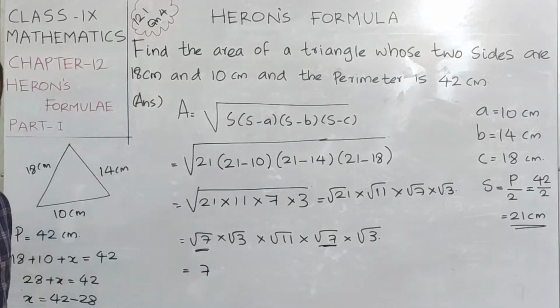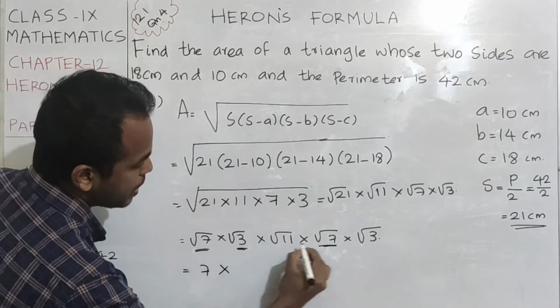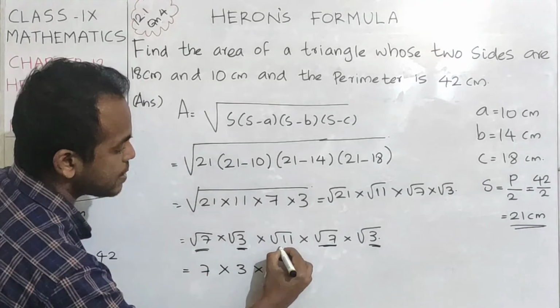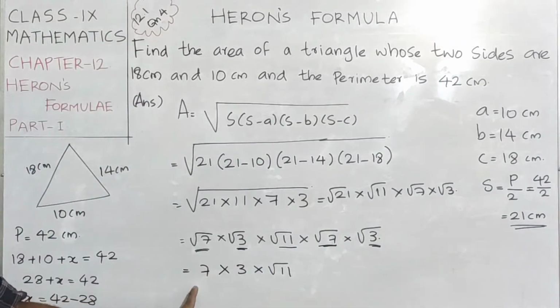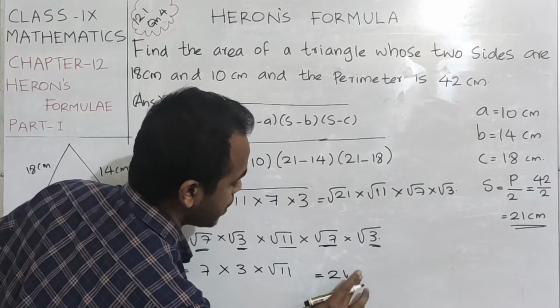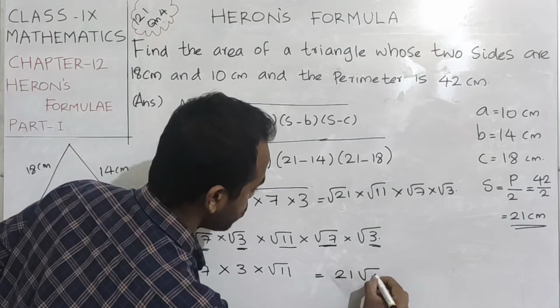Thanks to the first chapter, Real Numbers, we have learned such an identity. Now root 3 and root 3 is there, so we can write it as 3. Then root 11 is standing alone, so we will write that as well. Now we can multiply the numerals. 7 times 3 is 21 and the remaining is root 11. So we can write 7 times 3 is 21 root 11.